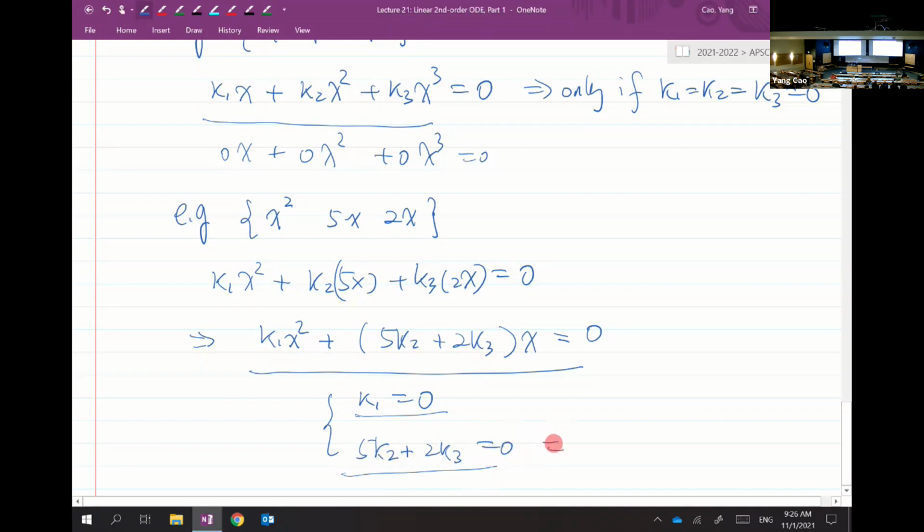Right? So there can be a solution, for example, K2 equal to 1, and then K3 equal to -5/2, for example. So bottom line is the second one here will give you some non-zero values for K2 and K3. So overall, when you look at K1, K2, K3, there exist non-zero values among the Ks.